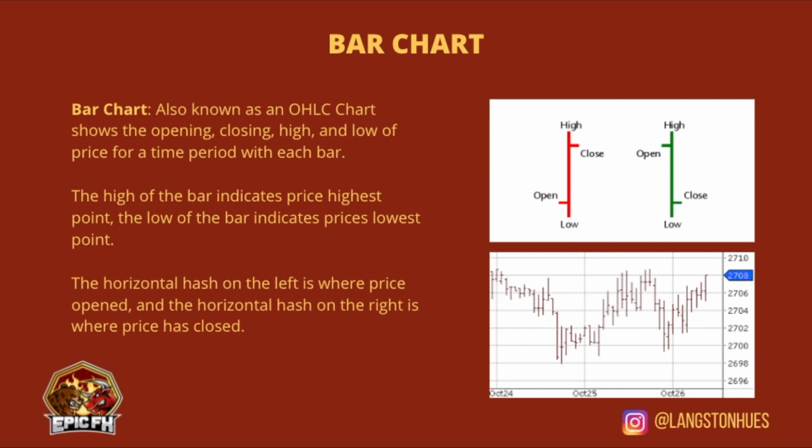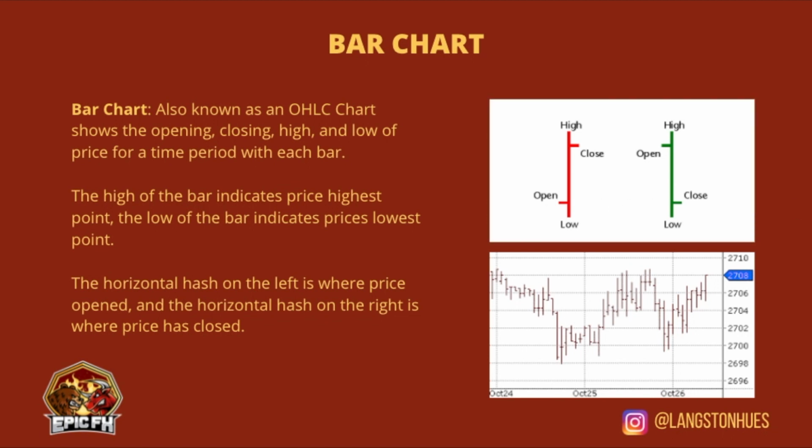A bar chart. Now this has much more information than a line chart. A bar chart is also known as an OHLC chart because it shows the opening, the closing, the high, and the low of price for a time period with each bar. The high of the bar indicates price's highest point, and the low of the bar indicates price's lowest point. The horizontal hash on the left is where price opened, and the horizontal hash on the right is where price closed. So open, high, low, close. And this is the range of the price for that bar. OHLC, bar chart. I personally don't use bar charts.